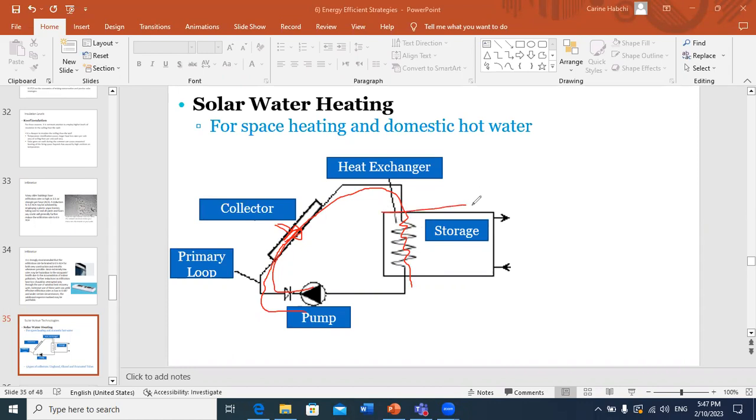It can release it to a storage medium, and then the storage medium will give it to the indoor space whenever needed. So you will have another loop of circulation. This is called the primary loop, where you have the fluid circulating in order to take the collected energy and store it. And after this, you have a second loop that will pass through the storage medium in order to take the energy whenever needed.